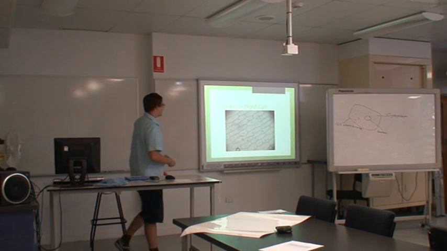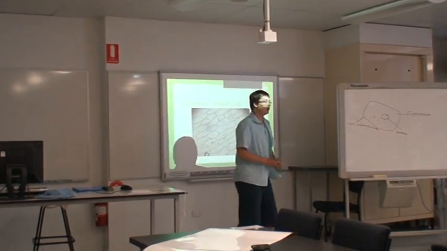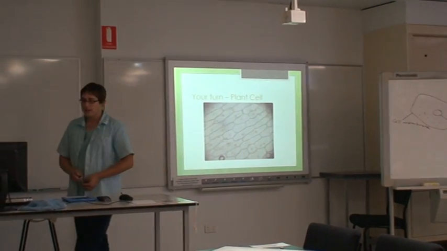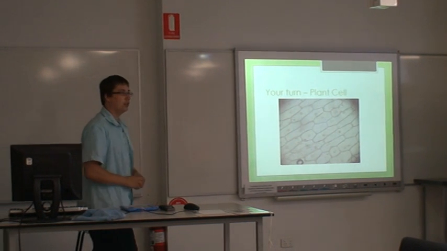So, then next up is our plant cell. You can tell that plant cells are a lot more structured. They're not just floating around like our animal cells. These ones are just floating around. These are all very structured, so you can do this.